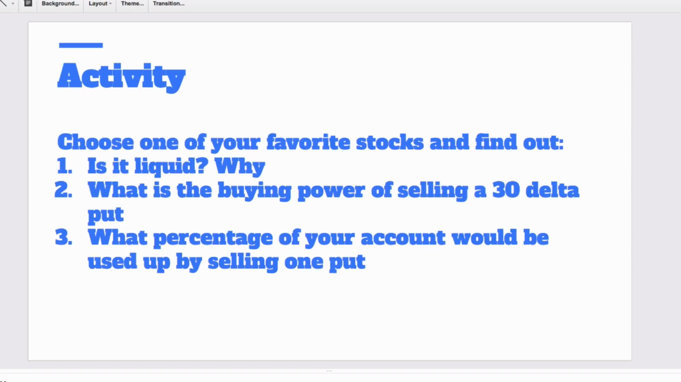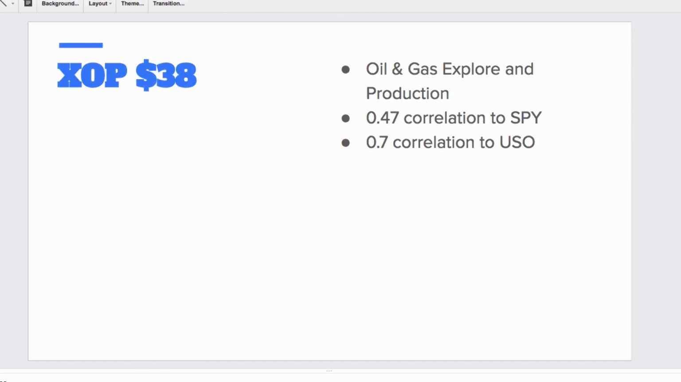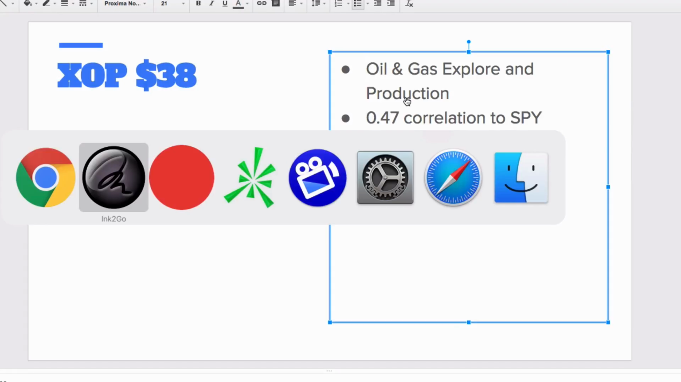Utilities, where are we at? 31 correlation to SPY, so not correlated. 50 correlation to USO, so not super correlated. XOP, oil and gas exploration and production. So these are companies, you know, mining, drilling, that kind of thing.